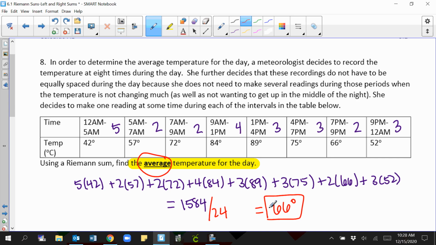So that's kind of how Riemann sums and averages work together. It kind of makes sense based off of what you know about averages already. You're just taking, okay, it's 42 degrees in that 5-hour interval, so I'm going to do 42 times 5, and then add it all up, and you end up with this big number, and then divide it by the number of hours in the day, and you get 66 degrees.